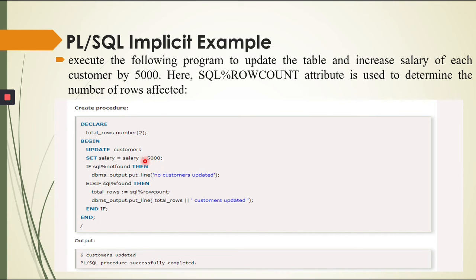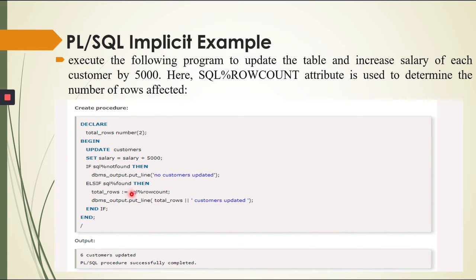Okay, so this is the query. After that, I have to find how many rows are affected. So for that, I have to write if SQL%NOTFOUND. If no salary is updated, then DBMS_OUTPUT.PUT_LINE in bracket I have to write 'no customer updated'. Okay, and if customers are updated, then else if, I have to write ELSIF.